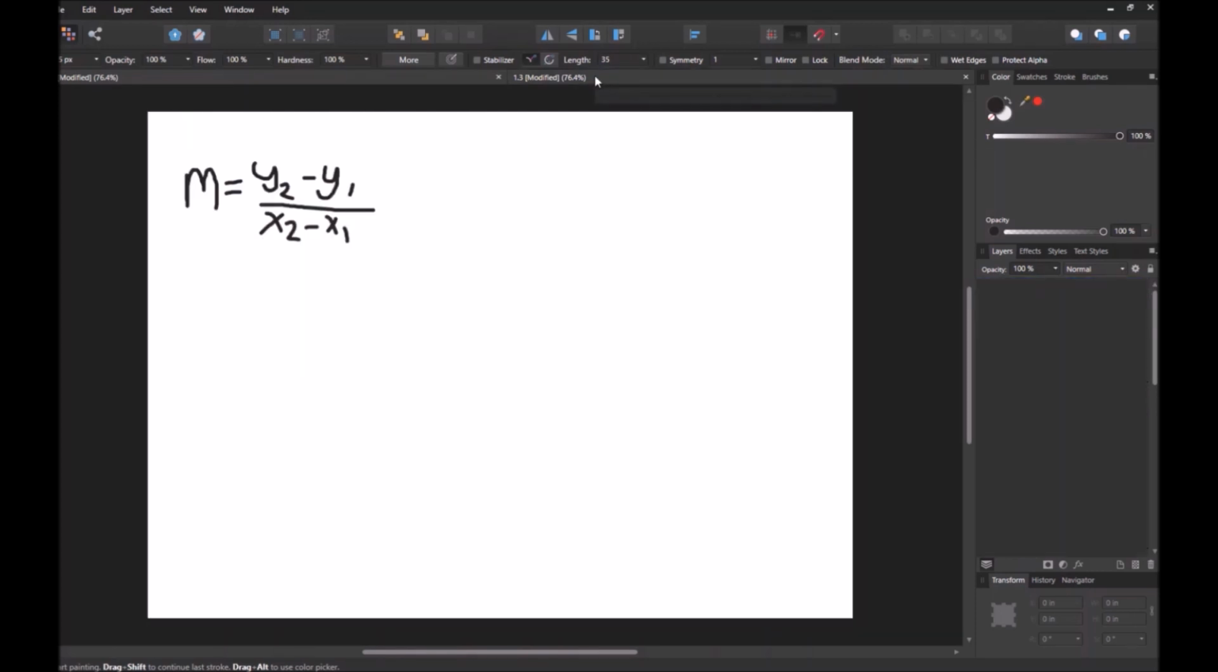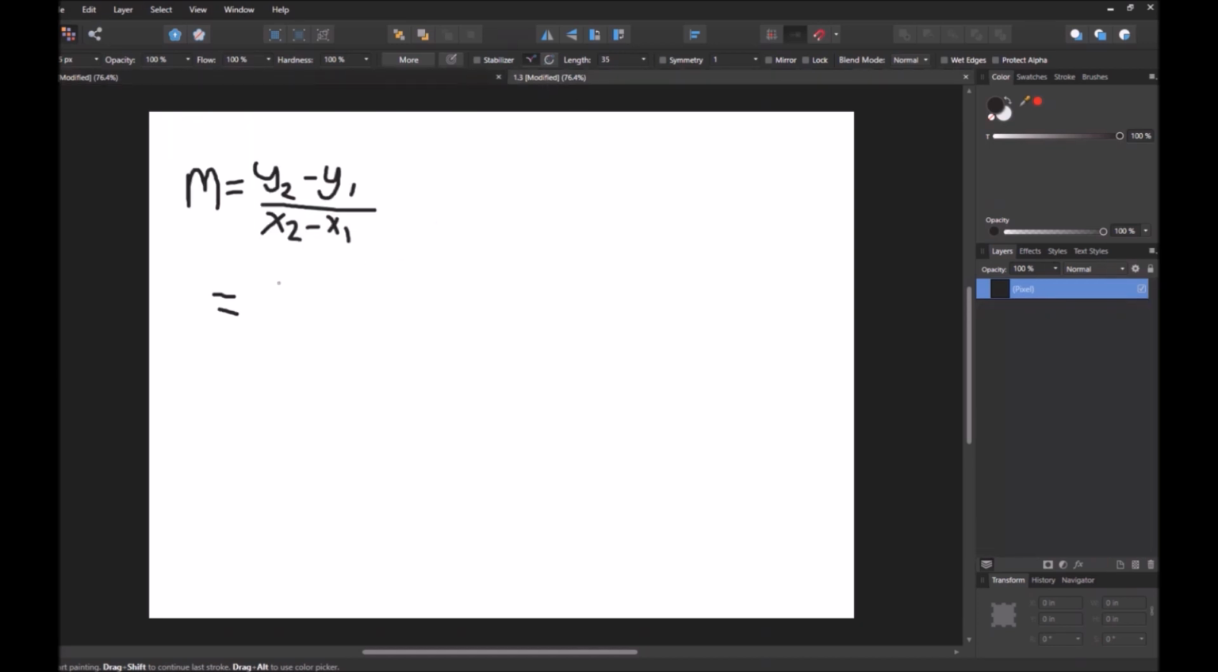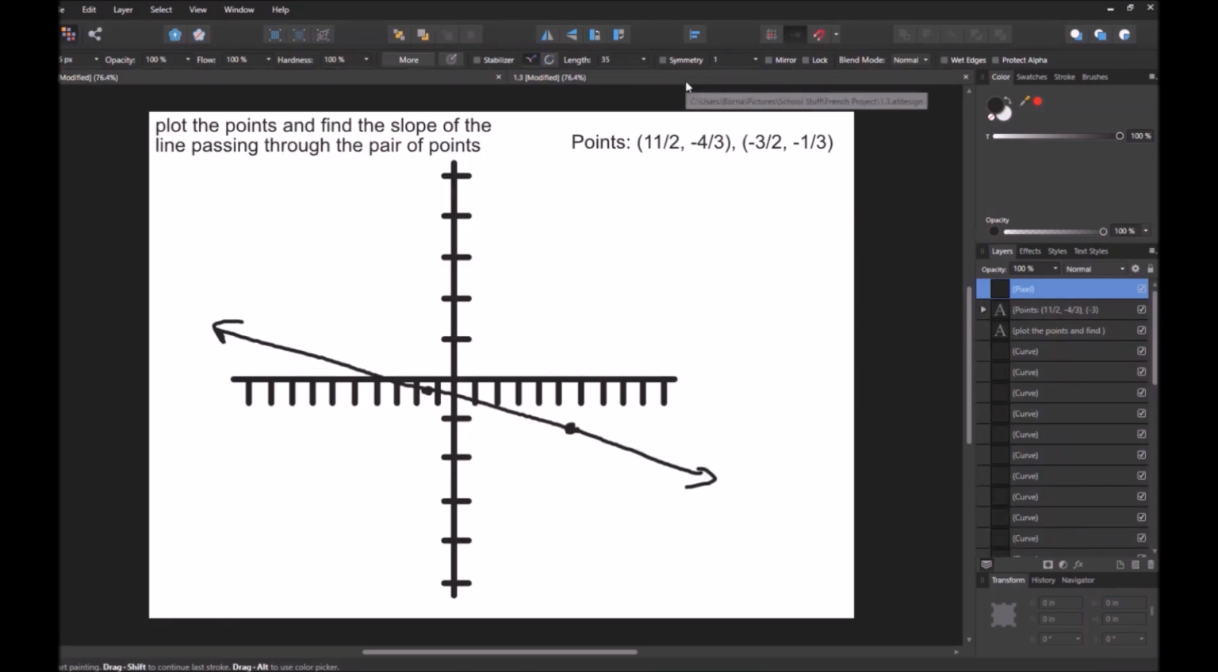And then we go to find the slope. So we're just going to plug the numbers into the formula. So our y2 is -1 third, -1 third minus y1, which is -4 thirds.